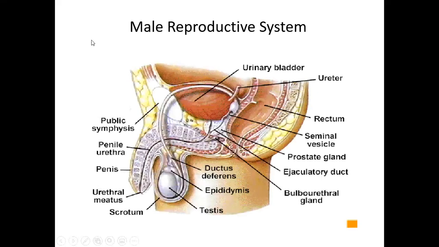Today we're going to discuss the histology of the male reproductive organ. In the previous session, we discussed the anatomy of the male reproductive organ. Now we're going to proceed with the histology of the male reproductive organ. This picture shows you the cross section of the male body, with the male reproductive system shown by the picture.